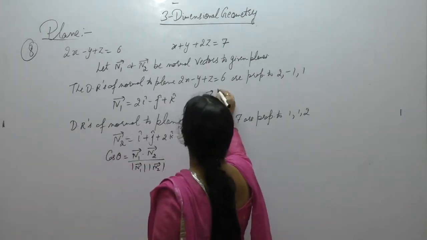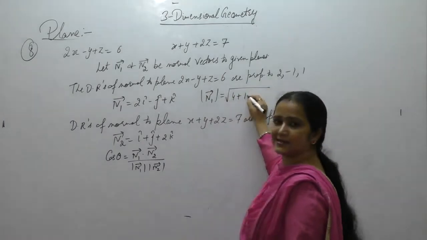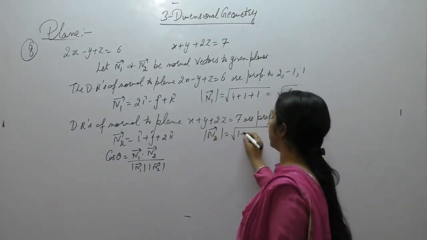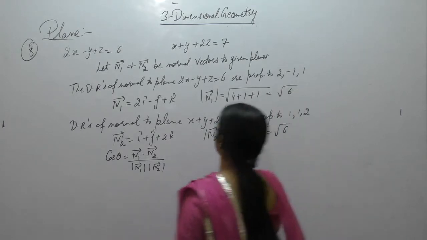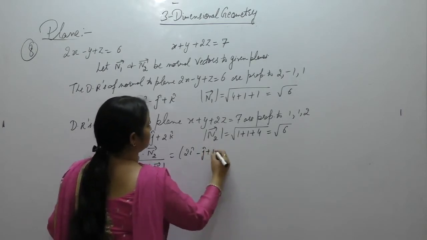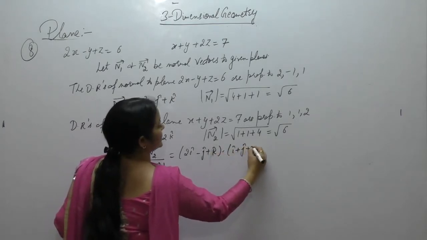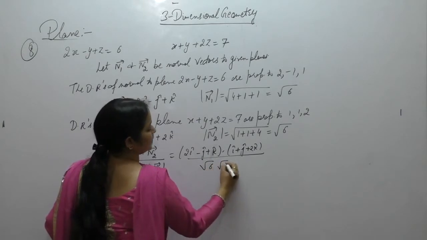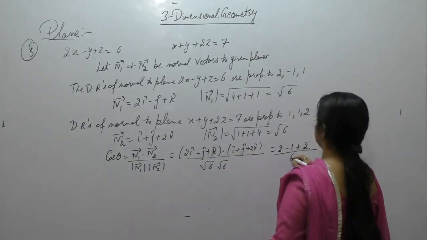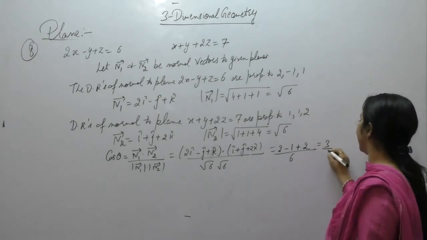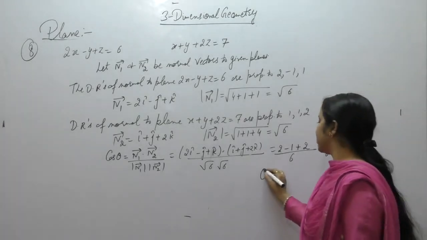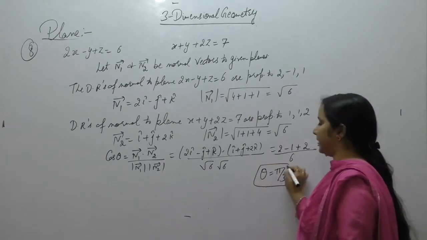Magnitude of n1 vector is square root of 2 square plus minus 1 square plus 1 square, square root of 6. Magnitude of n2 vector is 1 square plus 1 square plus 2 square, square root of 6. n1 dot n2, 2i minus j plus k dot i plus j plus 2k, upon square root of 6 into square root of 6. 2 into 1 minus 1 into 1, 2 into 2, that is 2 minus 1 plus 4, 5... so 3 by 6, that is 1 by 2. 1 by 2 is the value of cos pi by 3. So we get angle theta as pi by 3.